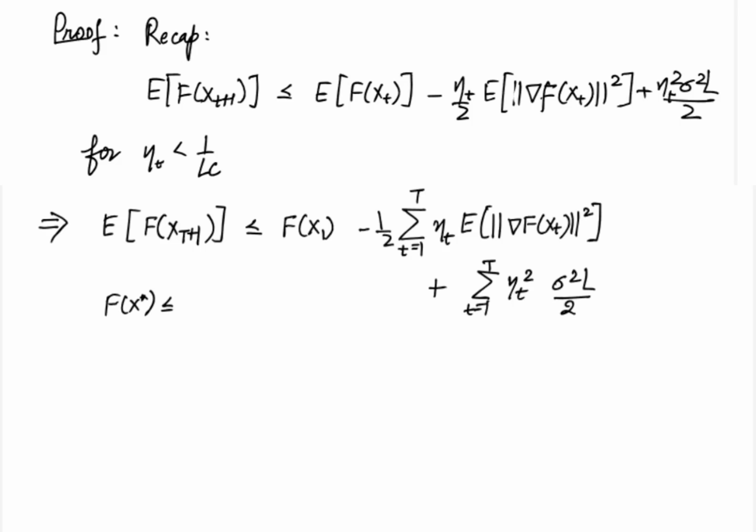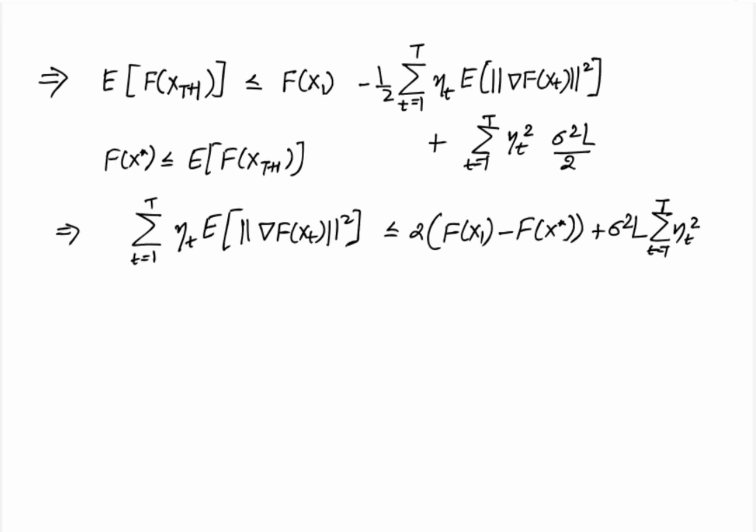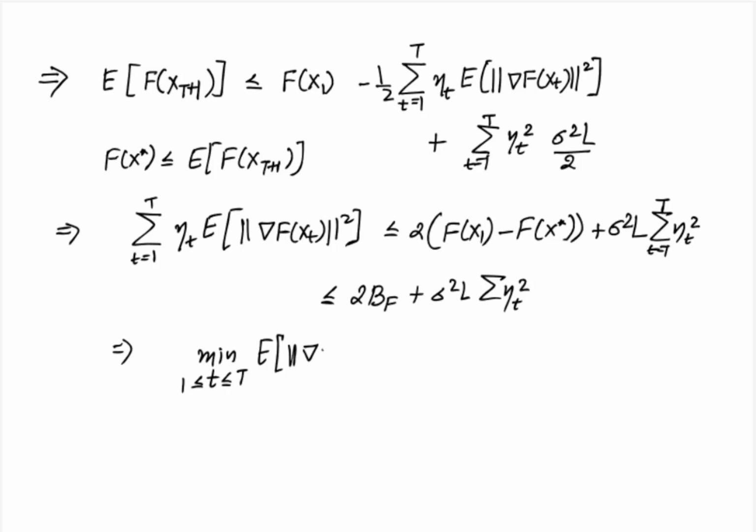Since f of x star is less than or equal to f of x_{T+1}, we can rearrange and write this inequality as the summation over t equal to 1 to capital T of eta_t times the expected value of the norm squared of the gradient of f of x_t is less than or equal to 2 times (f of x_1 minus f of x star) plus the summation over t equal to 1 to capital T of eta_t squared sigma squared L, which is less than or equal to 2 b_f plus the summation over t equal to 1 to capital T of eta_t squared sigma squared L. So this can be written as the minimum over t of the expected value of the norm squared of the gradient of f of x_t is less than or equal to (2 b_f plus the summation over t equal to 1 to capital T of eta_t squared sigma squared L) whole divided by the summation over t of eta_t.